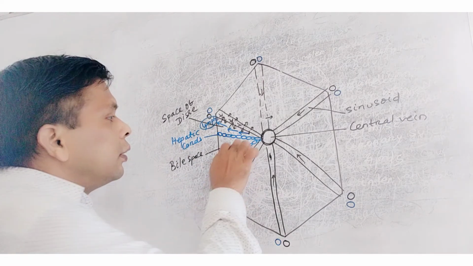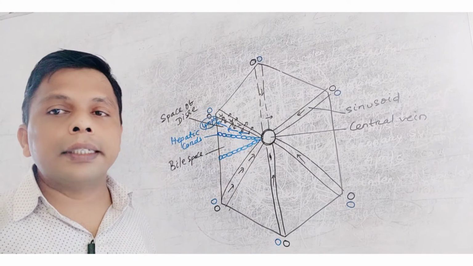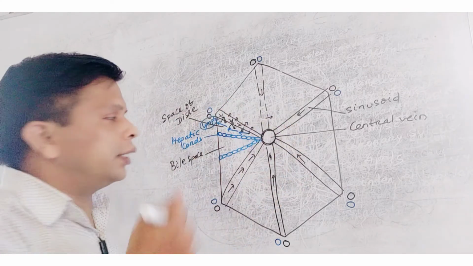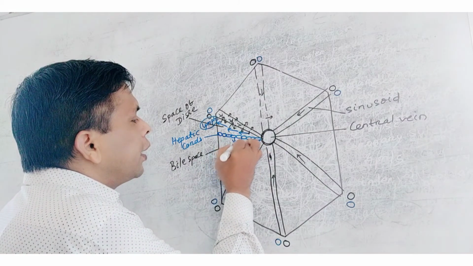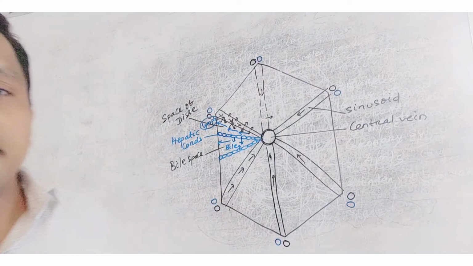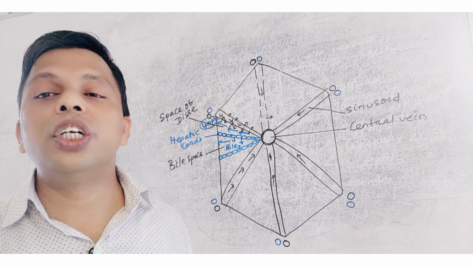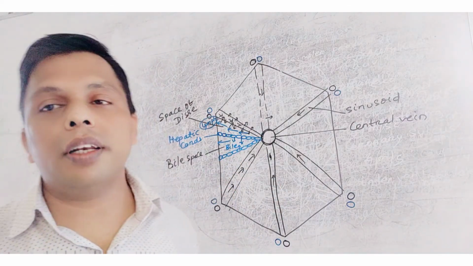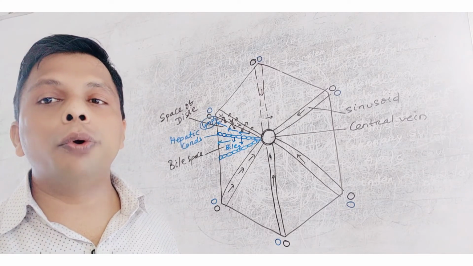Now these hepatic cells produce bile. The bile is not secreted to the space of Disse. It is secreted to the bile space. So bile also flows outward, a centrifugal flow. Hence, there is a dual flow, both centripetal and centrifugal flow takes place.